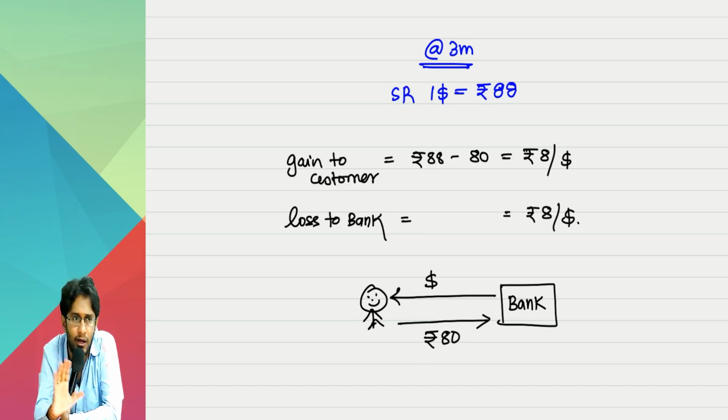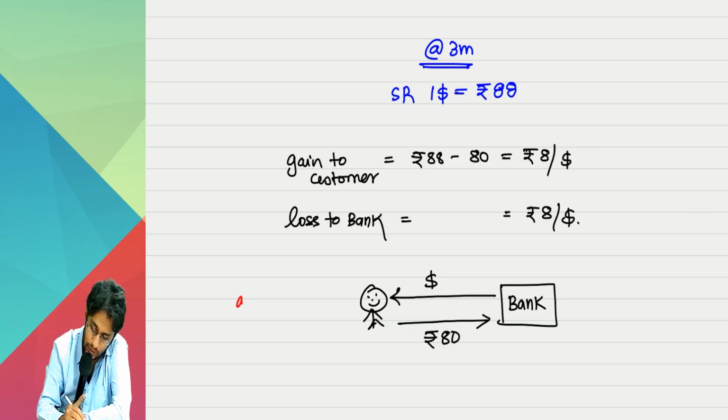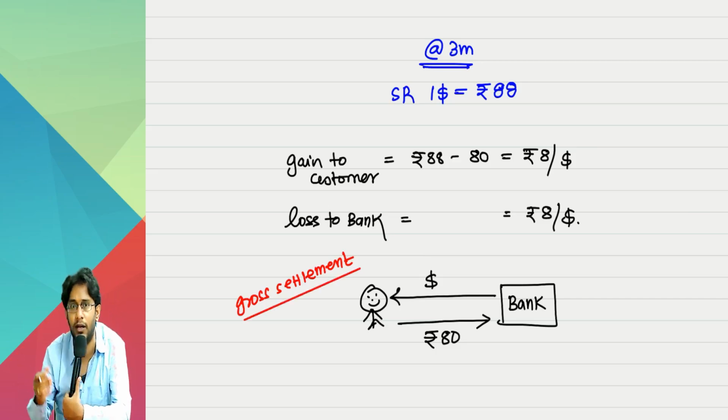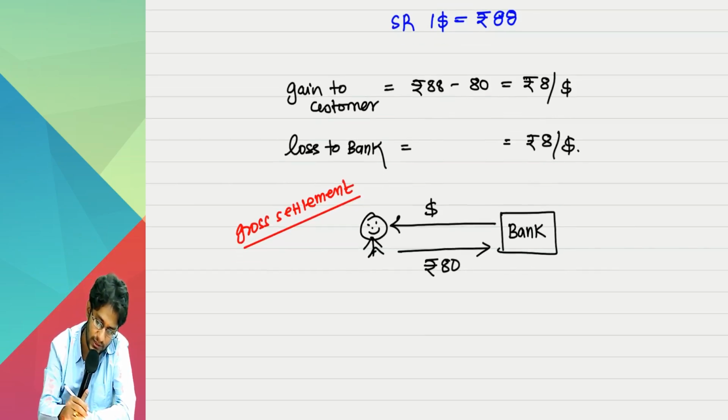Obviously, happily he can do that. That means, can he make a gain of 8 rupees? Yes. 8 rupees will come to you indirectly. This is called gross settlement. Gross settlement means whatever you agreed to do, that you are doing. That is, you agreed to buy and you are actually buying.